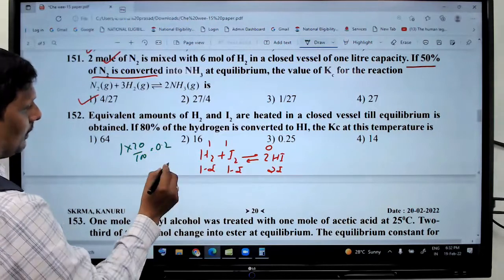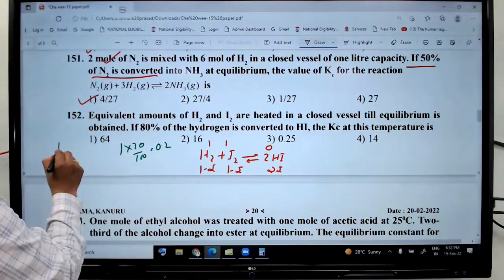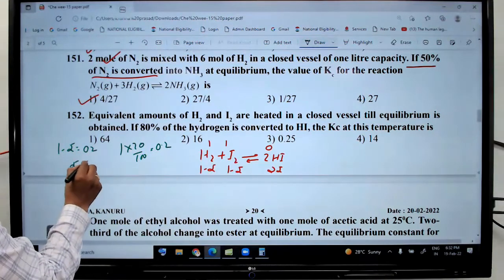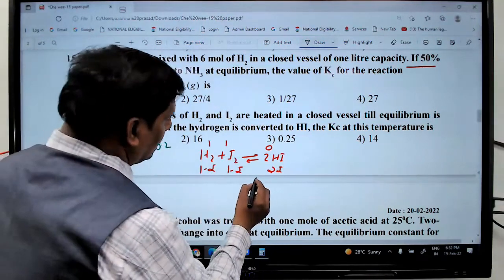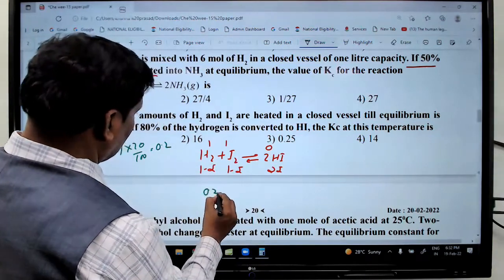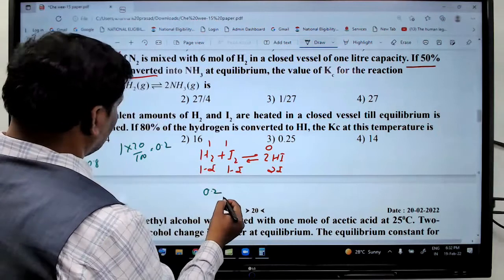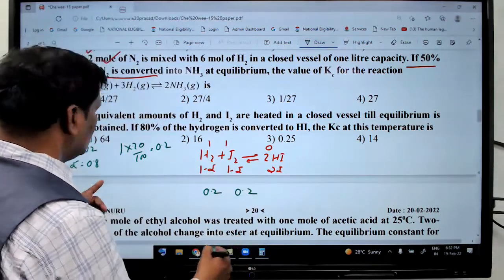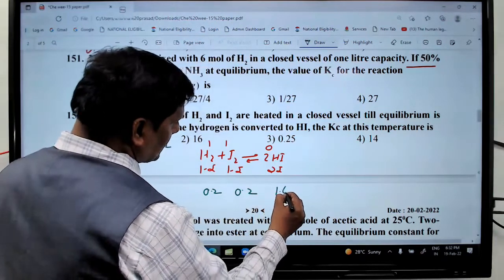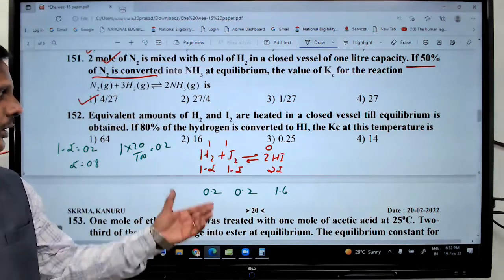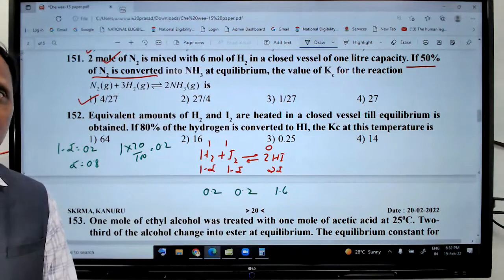मतलब 1 minus alpha is equal to 0.2. Alpha is equal to 0.8. मतलब here I am writing 1 minus alpha is equal to 0.2. Here also 1 minus alpha is nothing but 0.2, which is equal to, here 2 alpha means 2 into 0.8, 1.6. अच्छा, in a 1 liter vessel. अच्छा, volume is not mentioned means anyhow equal delta n is 0, volume का requirement नहीं है.